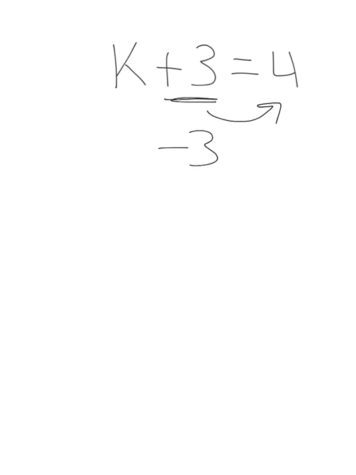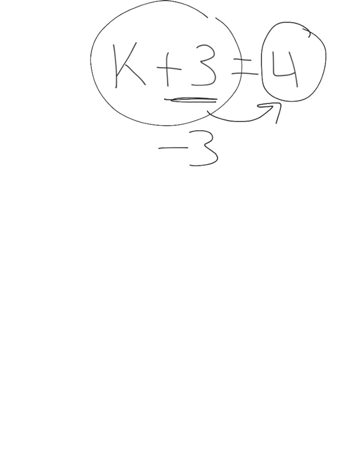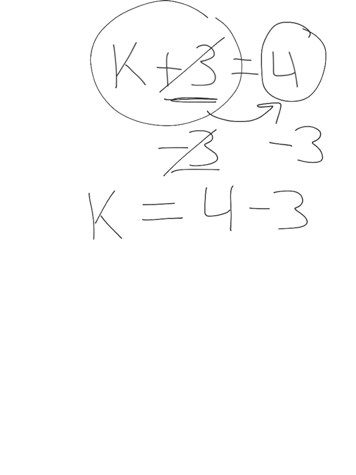Minus 3. But if I minus 3 from this side of the equation, I have to do it from this side as well. So I put a minus 3 there and a minus 3 here. So now the plus 3 and the minus 3 cancel each other out on this side. And I end up with k equals 4 minus 3. Obviously, as we said, k equals 1.